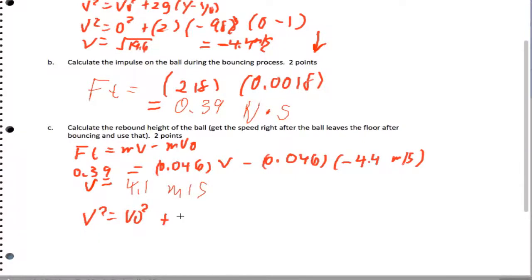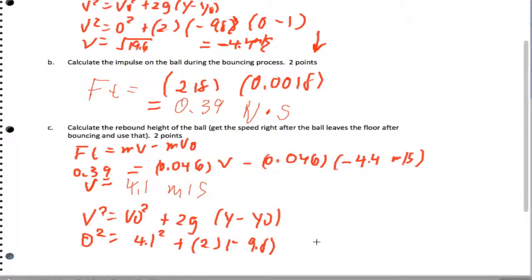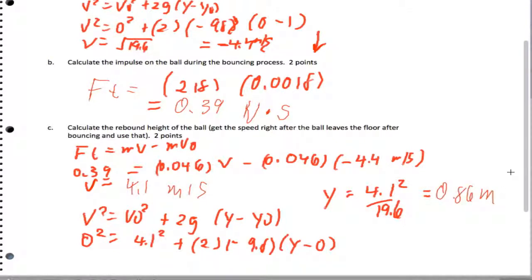And then what we would do with that is we get the rebound height using v squared equals v naught squared plus 2g (y minus y naught). So here we go. We're going to end up getting the rebound final speed because we're rebounding up to the max height that we're ever going to achieve. That's going to be 0 squared equals 4.1 squared plus 2 times negative 9.8 times (y minus 0). So our rebound height ends up being 4.1 squared divided by 19.6. And so we end up getting a rebound height of 0.86 meters. So that's problems 1 and 2.